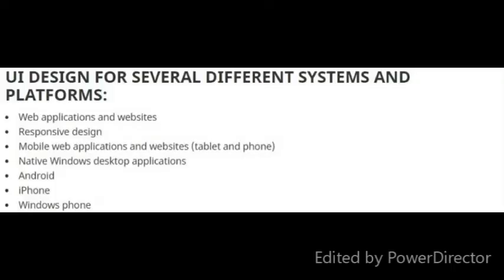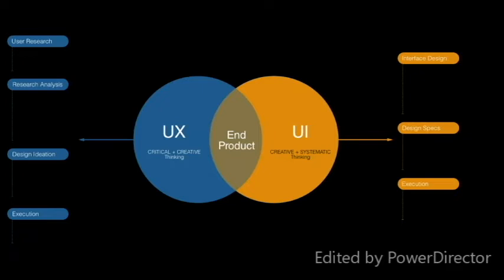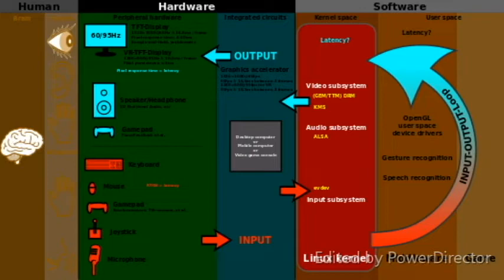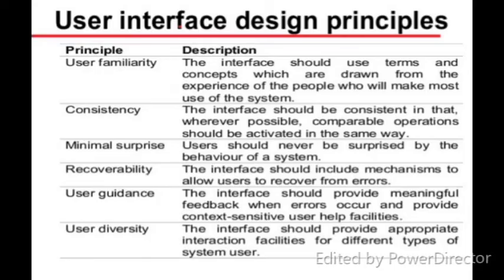Here are the usages of the UI design system. As you know, there is a difference between UX and UI design. UX is more critical and creative thinking. Meanwhile, UI is more creative and systematic thinking. This is the diagram of user interface design. As you know, these are the user interface design principles.